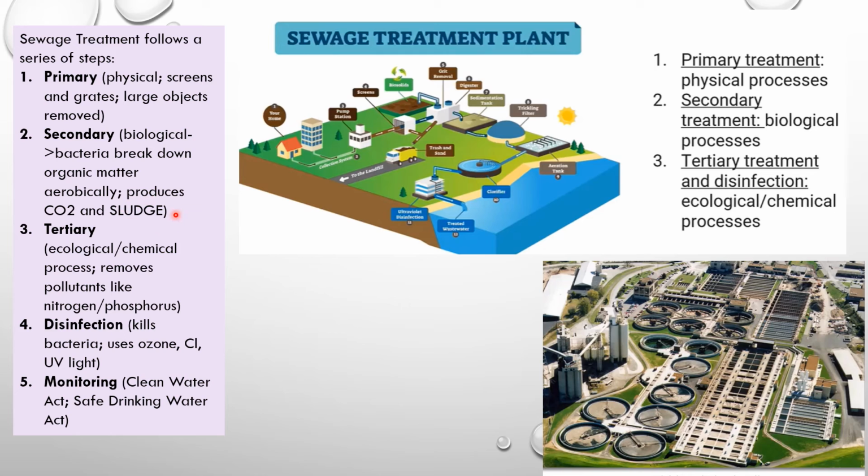Secondary is where we're going to produce sludge and CO2. And then the tertiary is where we're removing pollutants like nitrogen and phosphorus. We can't remove all pollutants. Remember that forever and for always. We can't remove them all. But nitrogen and phosphorus we do have a treatment for because it's so bad for the ecosystem, the whole environment. And then disinfection, we'll use ozone or chlorine and or UV light in order to kill bacteria that could make us very sick. And then just like in mining, in the Mining Reclamation Act, we then have to do monitoring. And that's because of the Clean Water Act and the Safe Drinking Water Act.